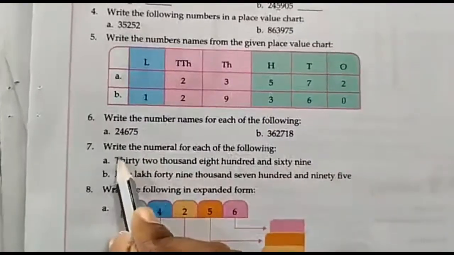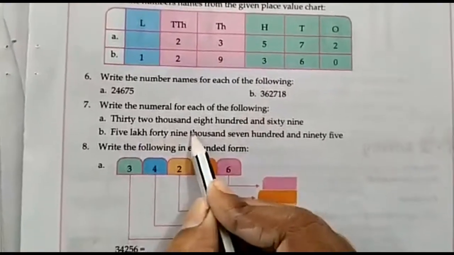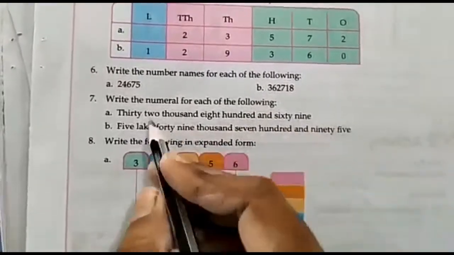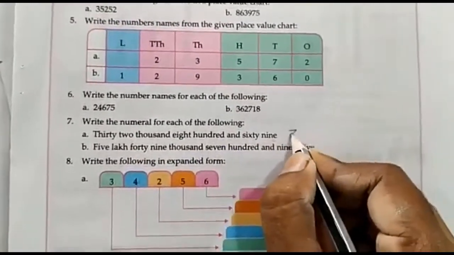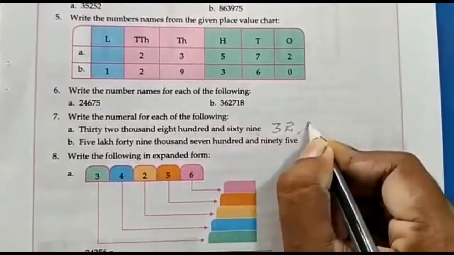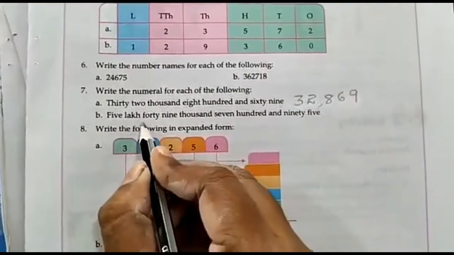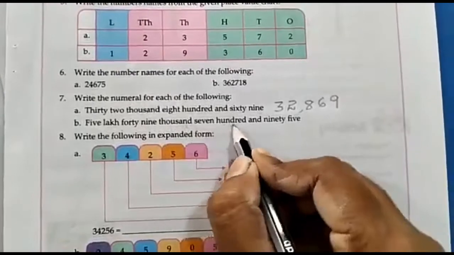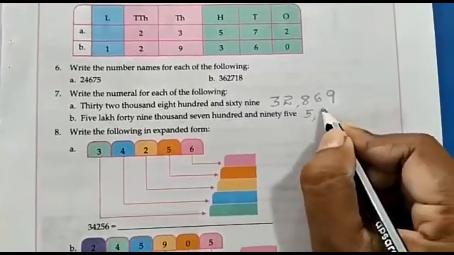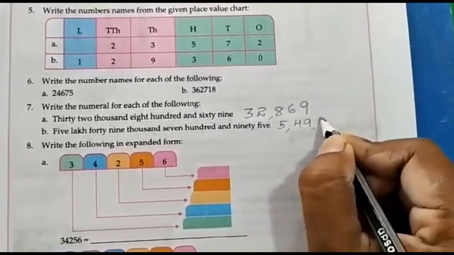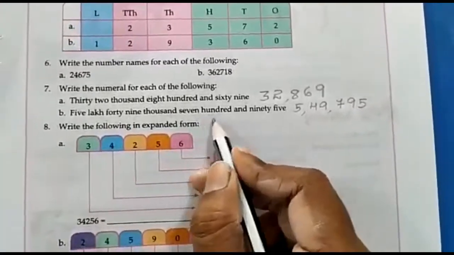Now next section, the seventh section: write the numeral for each of the following. Already here the number name is given. You have to write the number. 32,869. What is the number? 32,869. Next one. 5,49,795. How many lakhs? 5,49,795. These are the numerals for these number names.